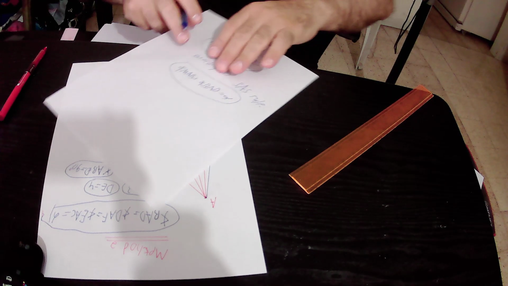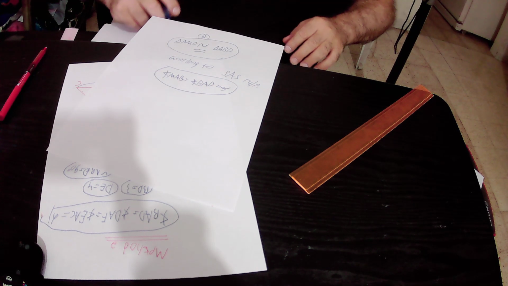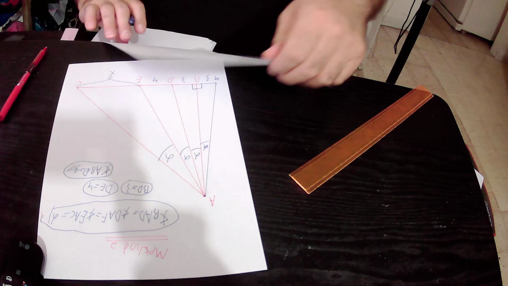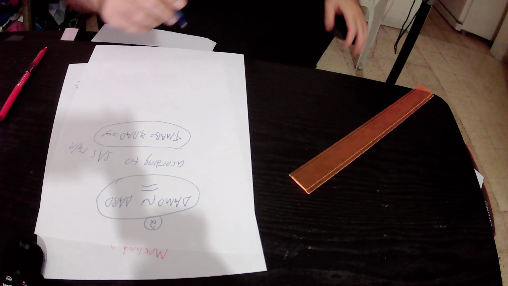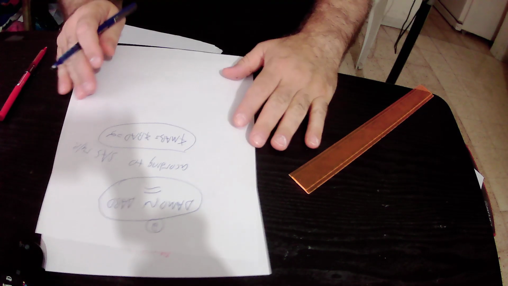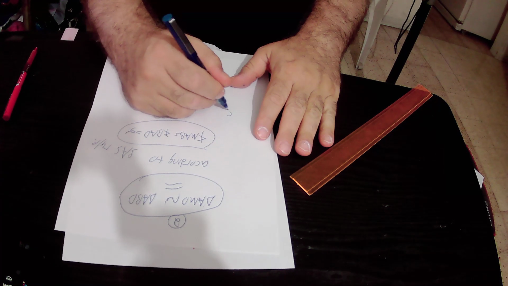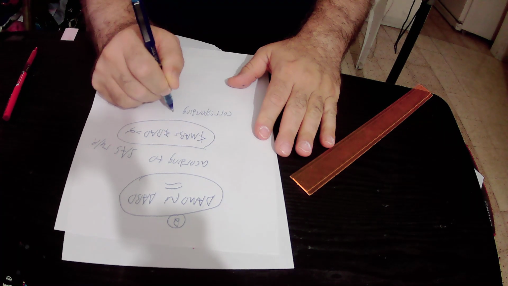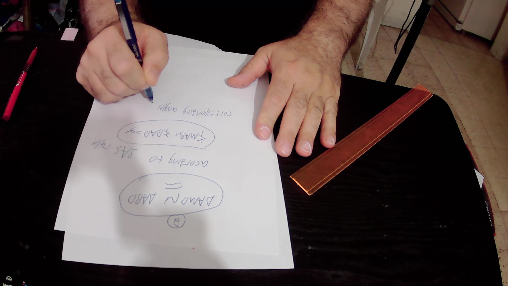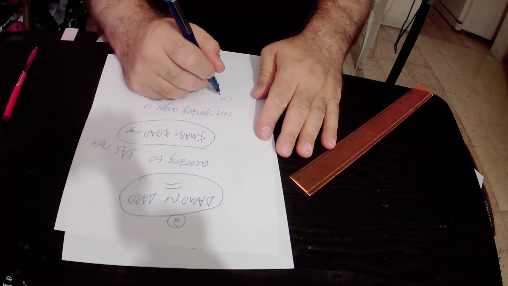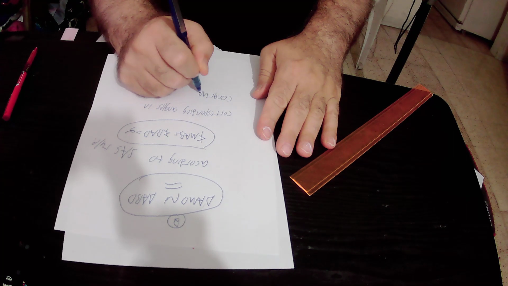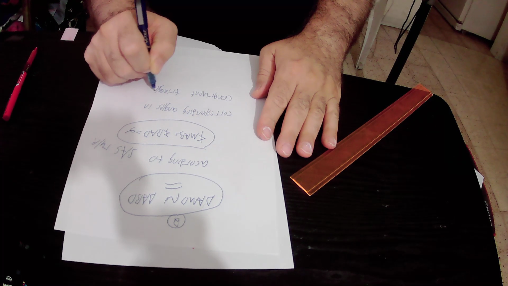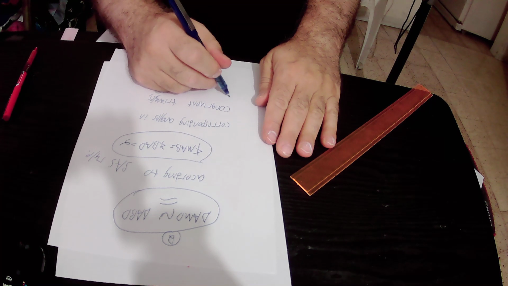Again, those two angles are equal to each other according to the rule that corresponding angles in congruent triangles are equal to each other. I will write it down.